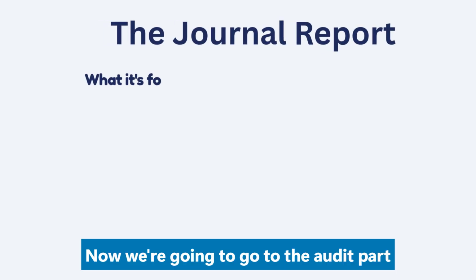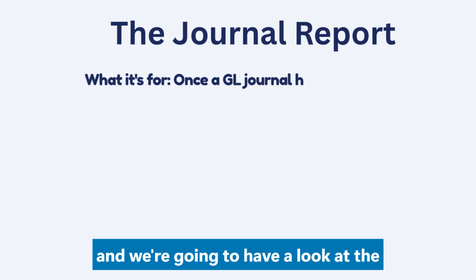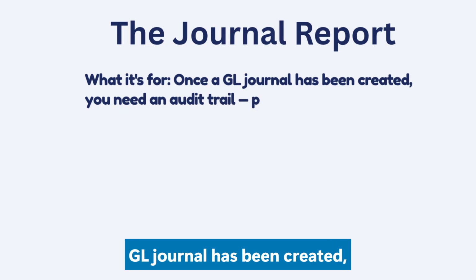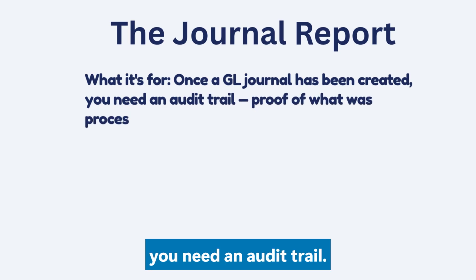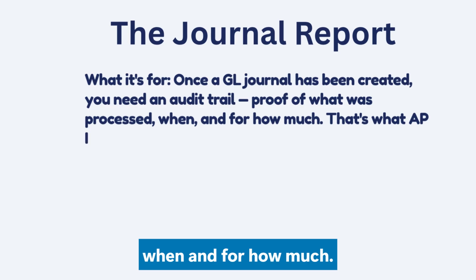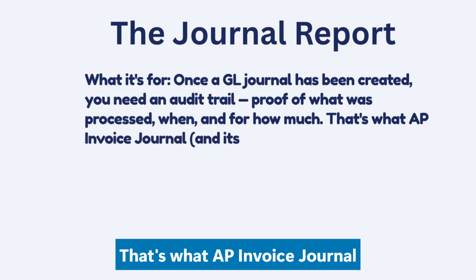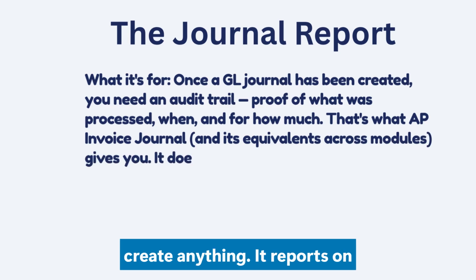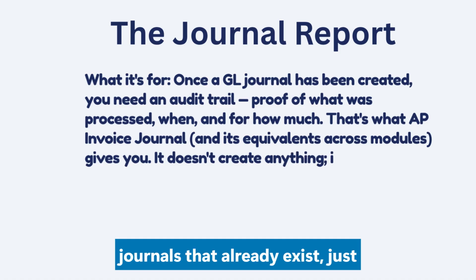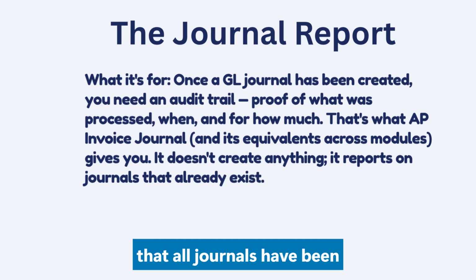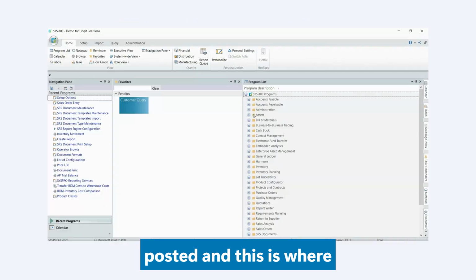Now we're going to go to the audit part, and we're going to have a look at the journal reports. Once a GL journal has been created, you need an audit trail, proof of what was processed, when, and for how much. That's what AP Invoice Journal and its equivalents across other modules gives you. It doesn't create anything, it reports on journals that already exist, just so that you can check that all journals have been posted. And this is where you would find the journal report.